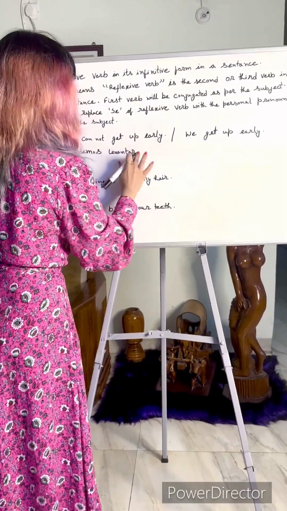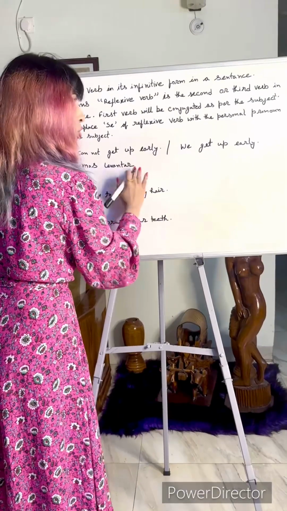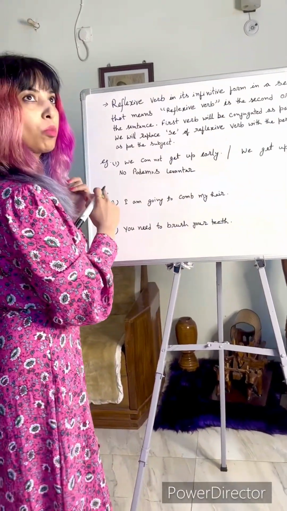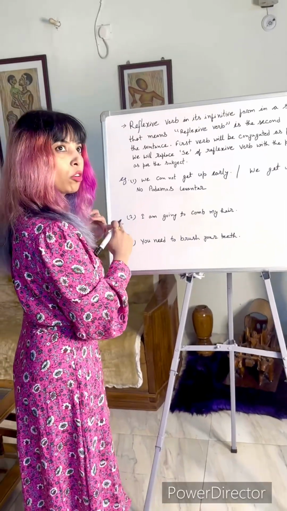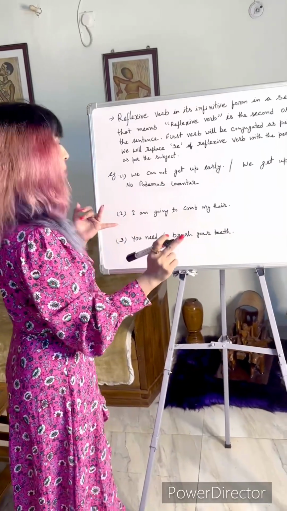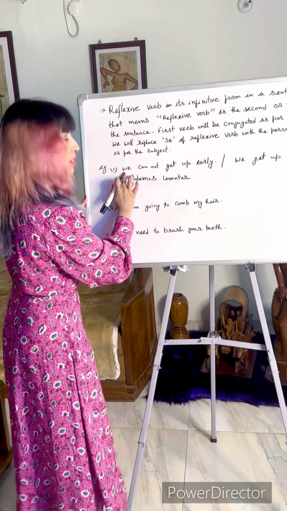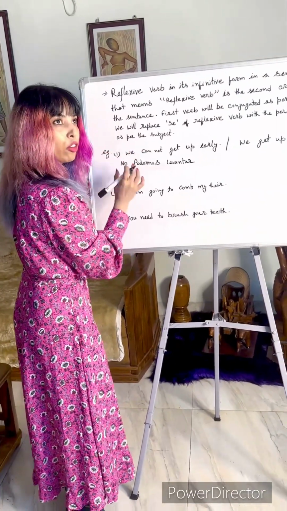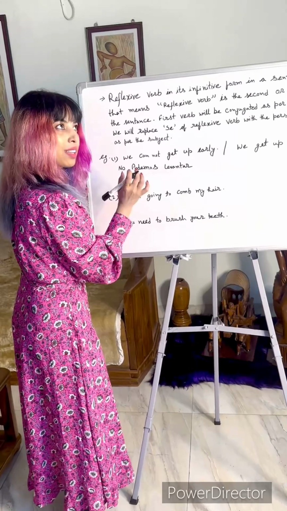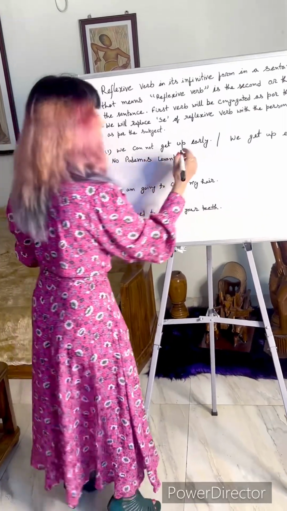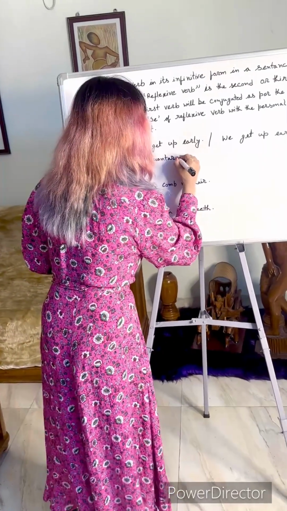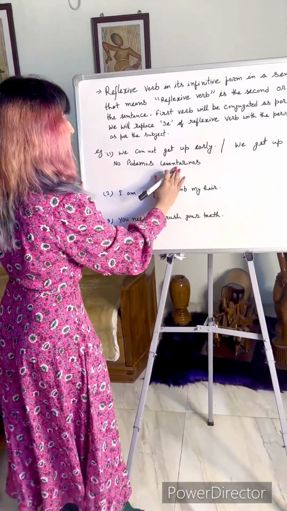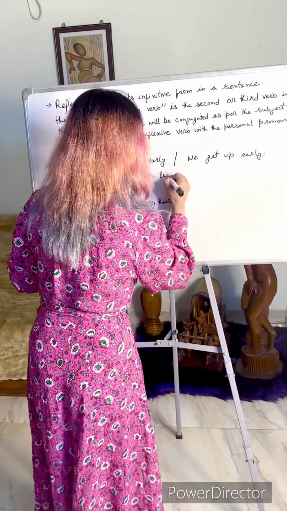Levantar, and then "se". We are not going to write "se" because "se" is for third person, the personal pronoun for third person singular and third person plural. But here we have first person plural, we, nosotros, and for nosotros our personal pronoun is nos. So levantar nos. No podemos levantarnos temprano.